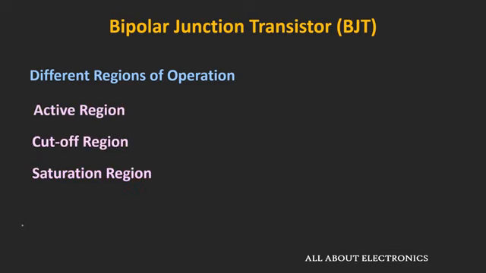So whenever the BJT is used for amplification, it is used in this active region, and whenever it is used as a switch, it is used in the saturation and the cutoff region. And in the upcoming videos, we will see in detail about these different regions of operation.